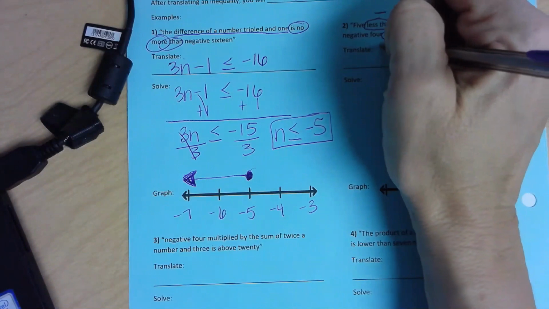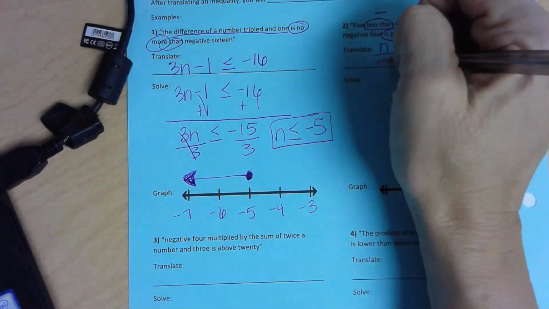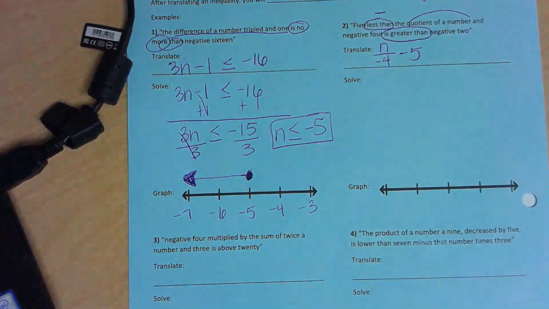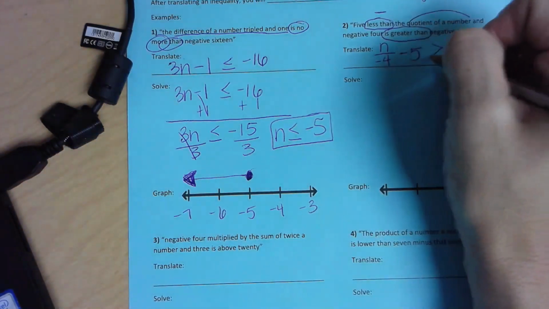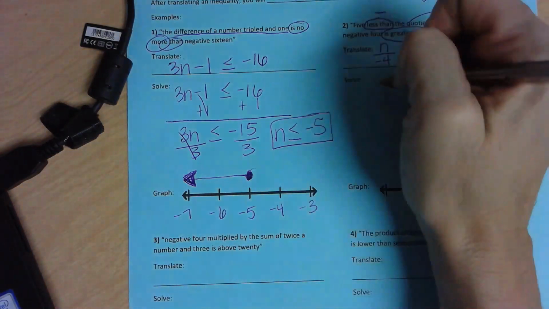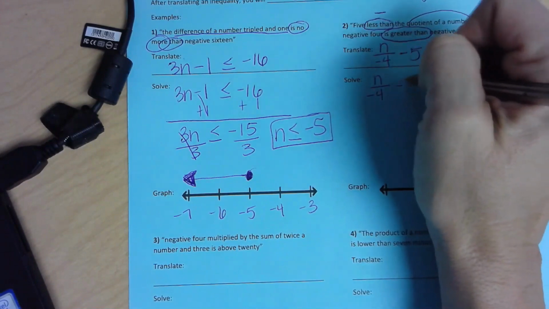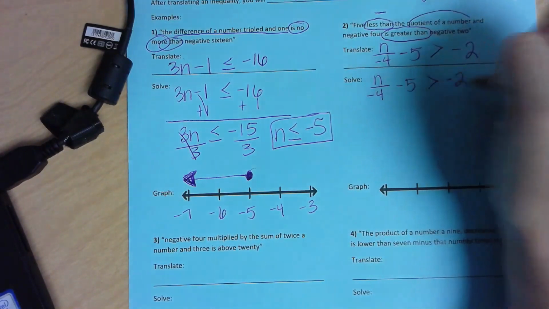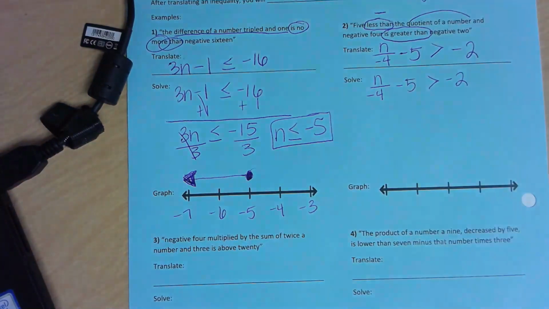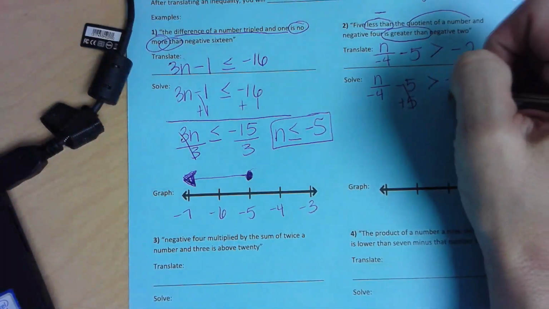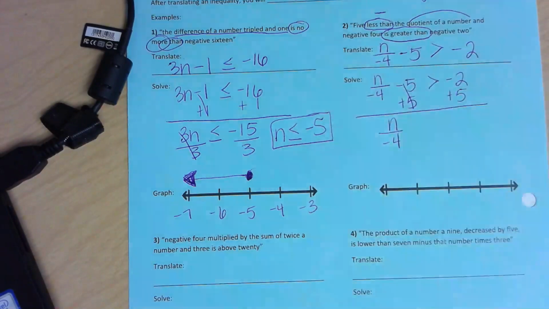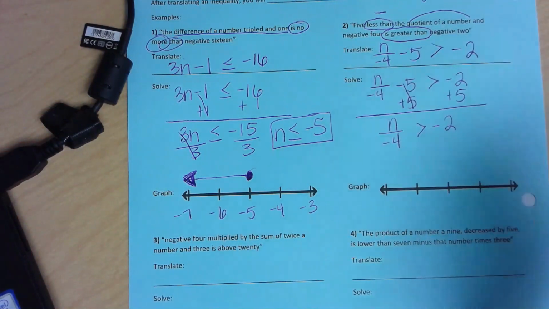So the quotient means divide by negative 4. So n divided by negative 4. And then I'm going to subtract 5 from it. And it says is greater than, not equal to, but greater than negative 2. So n divided by negative 4 minus 5 is greater than negative 2. Remember, I want to leave my variable here first and get rid of the number. So I'm going to add 5. Add 5. N divided by negative 4 is greater than 3.